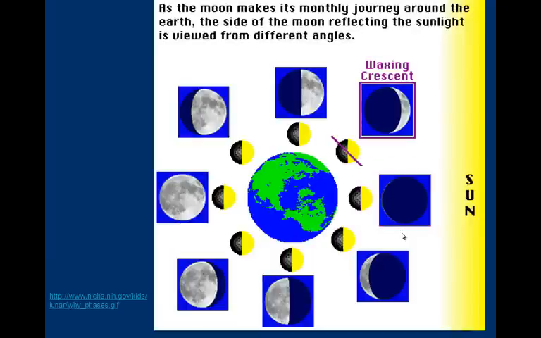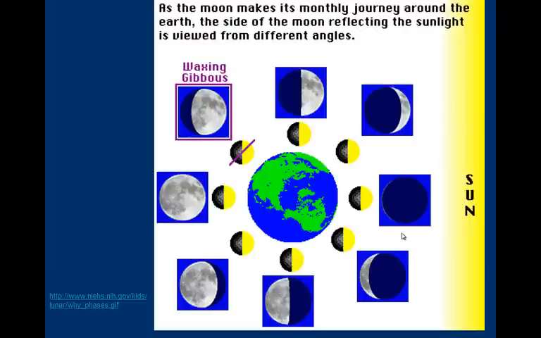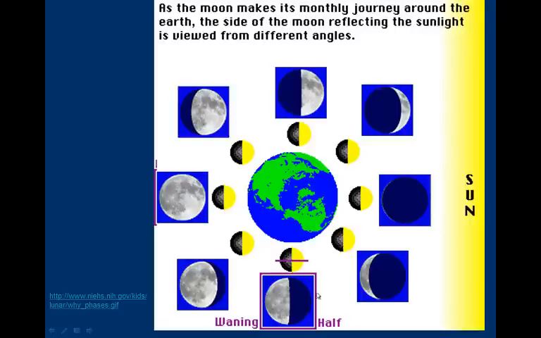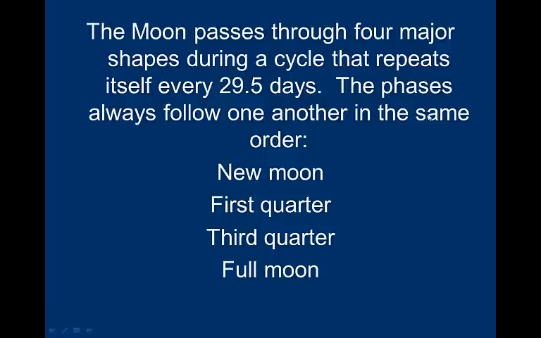As the moon makes its monthly journey around the Earth, the side of the moon reflecting sunlight is viewed from different angles. So as you can see, the moon looks different at each stage in the moon phases. The moon passes through 4 major shapes during a cycle that repeats itself every 29.5 days. The phases always follow one another in the same order: new moon, first quarter, third quarter, and full moon.